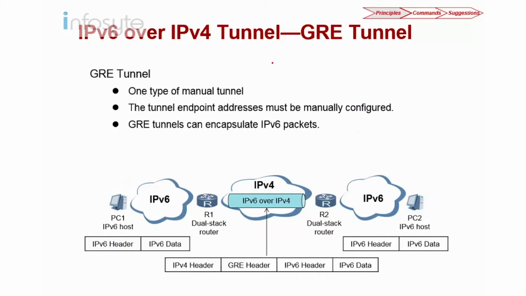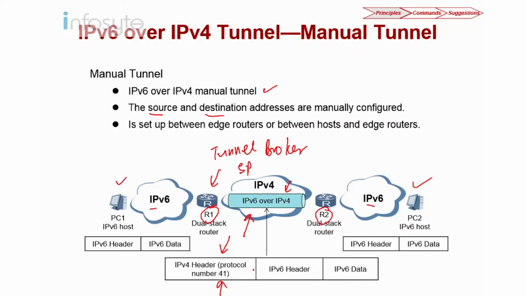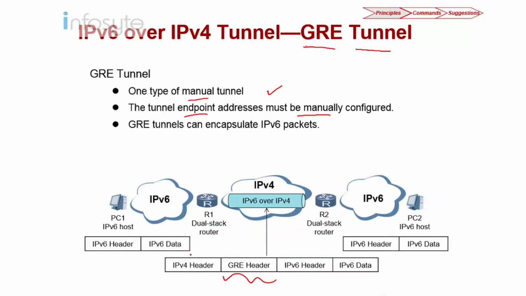Now another type of manual tunnel is using the GRE tunnel, or Generic Routing Encapsulation tunnel. So this is one type of manual tunnel, and this tunnel endpoint must be configured manually again. But the difference, if you compare this one and the earlier one, is that here I have an IPv4 header and an IPv6 header. But if you refer back to here, I have an IPv4 header, and I insert a GRE header and only then IPv6.